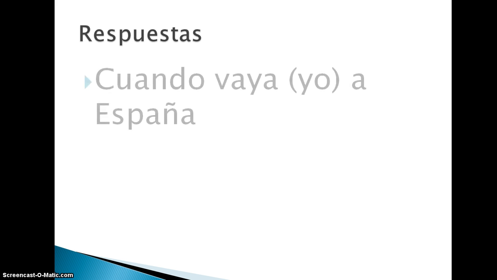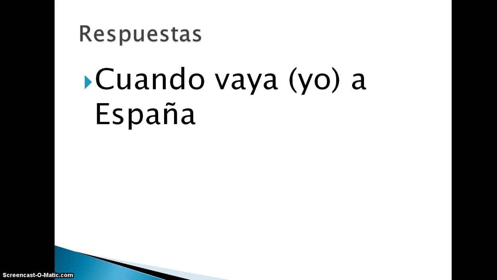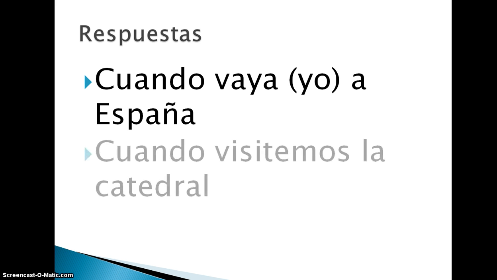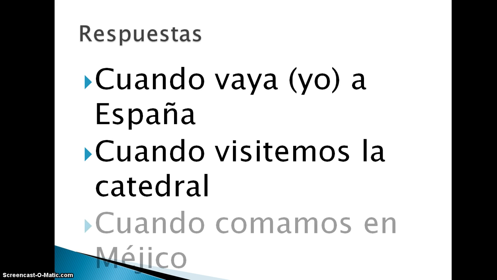Okay, so the answers. Cuando (yo) vaya a España. Now I put yo in brackets because it could be he, she, and it, and the yo just emphasizes I'm talking about I, but you don't necessarily need it there if it's understood in the rest of the sentence. Cuando visitemos la catedral. And the last one: cuando comamos en México. So cuando, when it refers to something in the future that may or may not happen, then we use the subjunctive, and the present subjunctive in this case.